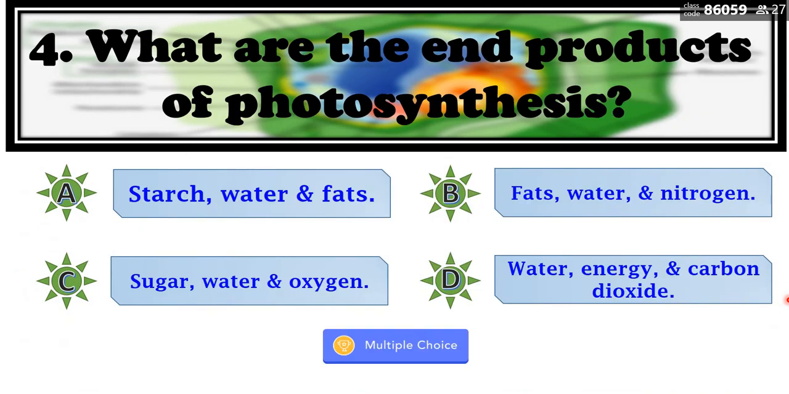Let's have the number 4 question. What are the end products of photosynthesis? Is it A. Starch, water, and fats? B. Fats, water, and nitrogen? C. Sugar, water, and oxygen? Or D. Water, energy, and carbon dioxide? Okay, time is up. The correct answer for this is letter C, sugar, water, and oxygen.